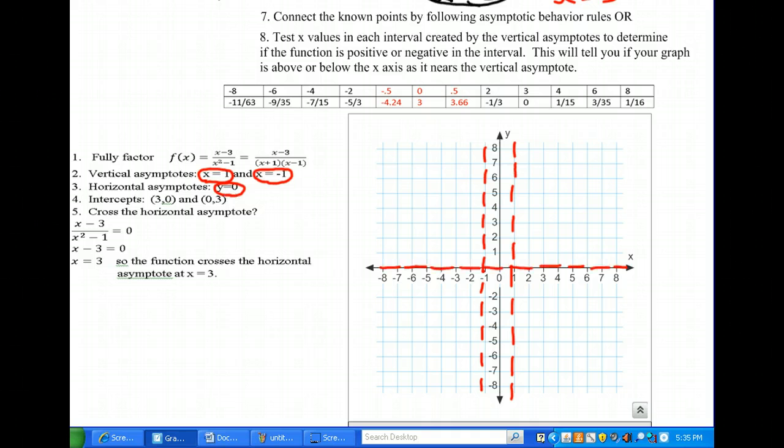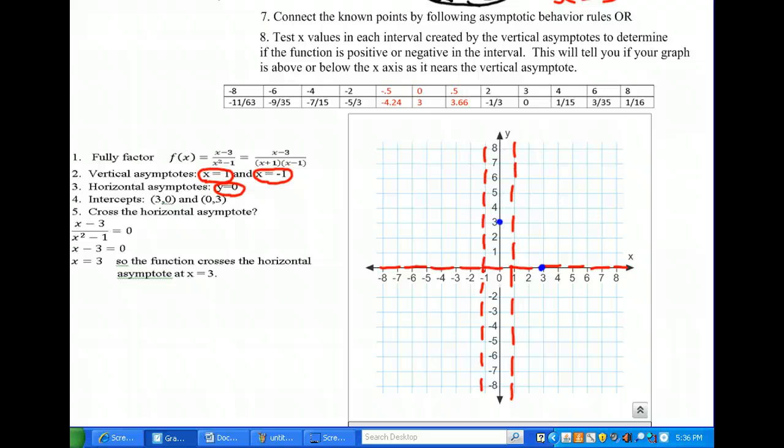And now we could plot the intercepts. If you remember, the x-intercept is at 3, 0. So let's put that down there. And the y-intercept is at 0, 3. That's also all in our table above. The other thing we noticed is that the function does cross the horizontal asymptote at x equals 3, and we can certainly see that because that's the point we just plotted for the x-intercept.